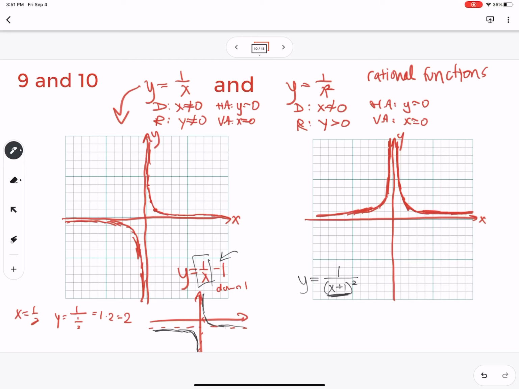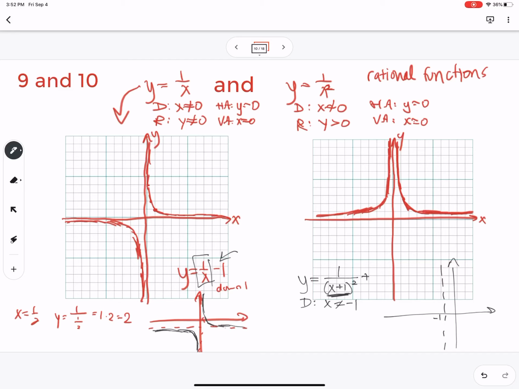And again, if you're not sure what it is, ask yourself, where is the 0? So it's 0 when x is -1. Our domain is another way to think about it. X can't be -1. That's going to be where our vertical asymptote is. So I'm going to draw it, and I labeled this time, which is good.